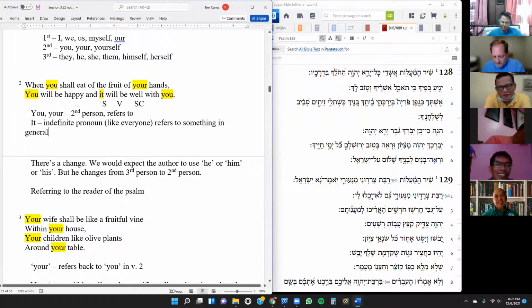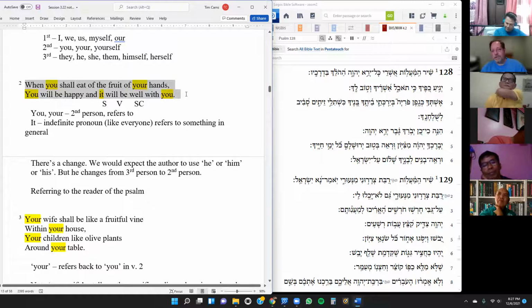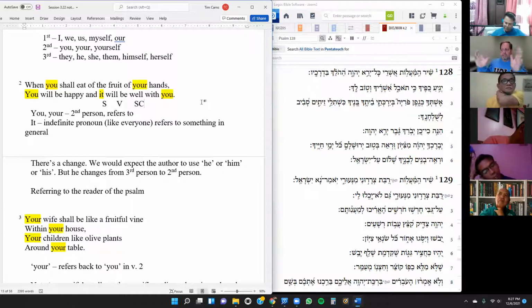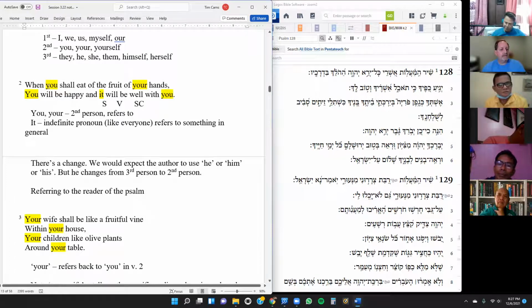And here, in this verse, again remembering parallelism, we do know that these two lines are connected. That's how parallelism works in Hebrew poetry: the first and second lines usually have a special connection. And here, notice, when you shall eat of the fruit of your hands, you will be happy, it will be well with you. You will be happy, it will be well.